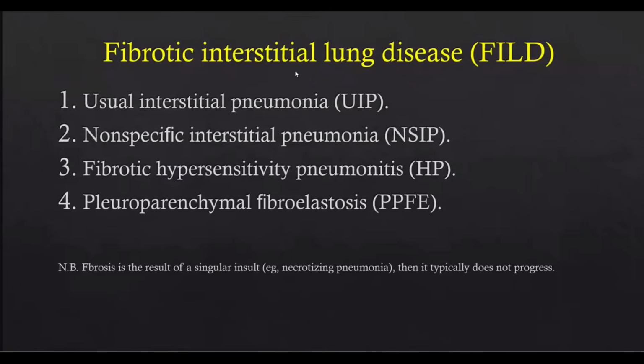Once we have any fibrotic interstitial lung disease, we have 4 possibilities: usual interstitial pneumonia, UIP pattern, NSIP pattern, and also fibrotic type of hypersensitivity pneumonitis. And also we have pleuroparenchymal fibroelastosis. This one is a very rare case and considered one of the causes of bilateral apical fibrotic changes.